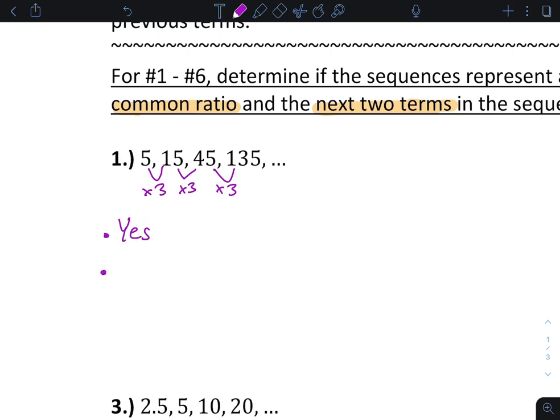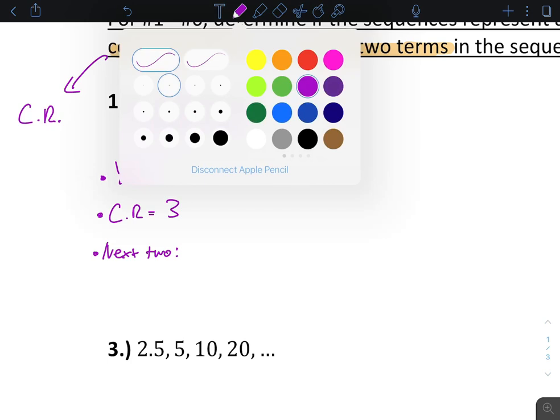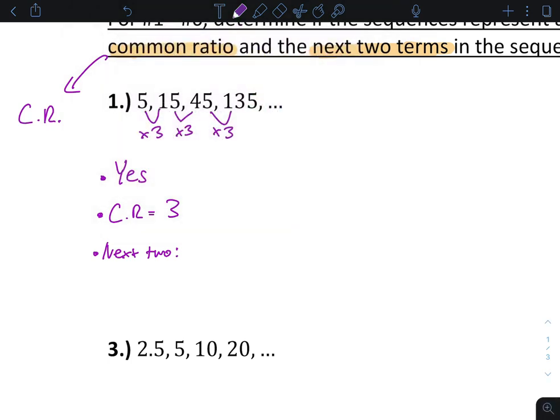Now, instead of saying common ratio, we're lazy, aren't we? We'll say C.R. So my common ratio here is going to be a 3. And then finally, my next two terms. So let's continue on with this sequence. We now know we have a common ratio of 3, and it ended with 135. So to find the next term, we'll do 135 times 3, which is 405. And then to find the next term after that, we'll multiply that number by 3, and we'll get 1215.